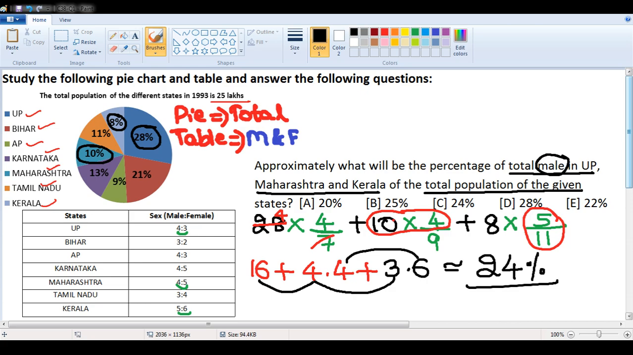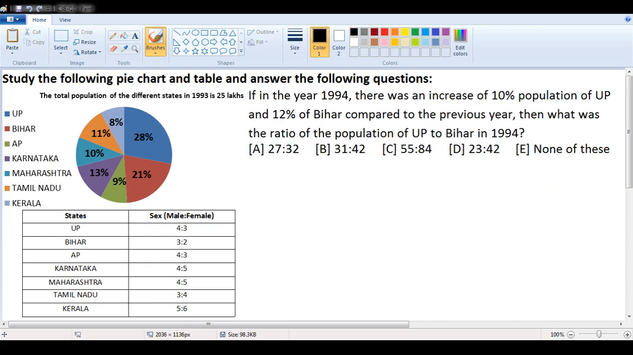Second question of this caselet. Second question says, if in the year 1994, now first of all, this pie chart and table whatever they have given, that is given for 1993. It is mentioned here in the heading, right? It is mentioned for 1993, but this question is for 1994.